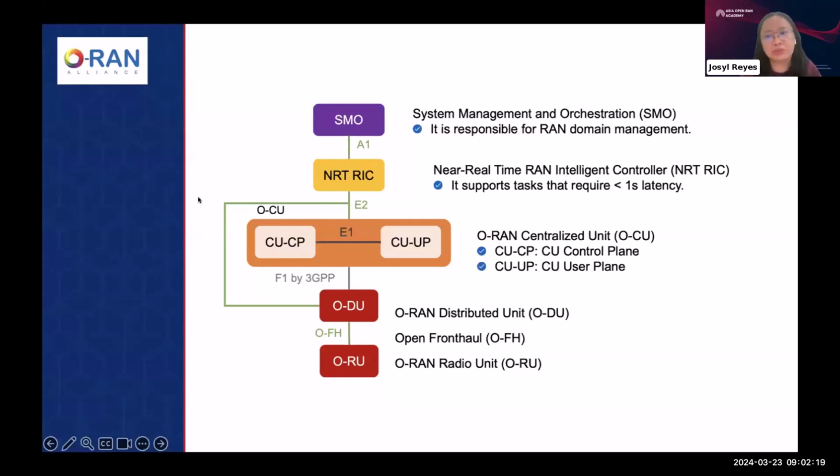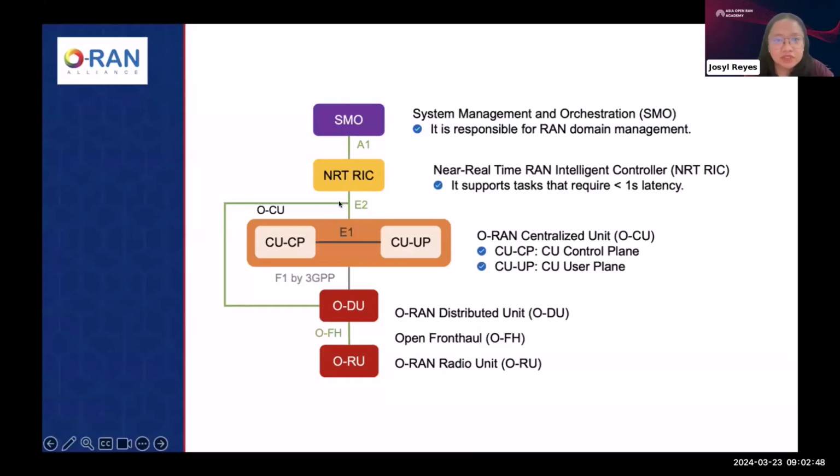There may be different nodes, maybe for gNode B, eNode Bs, or the 4G nodes and the 5G nodes. And then there's also this near real-time RIC. This one supports tasks that require less than 1 second of latency. We'll discuss more on the near real-time RIC in the next webinar, but later I'll discuss just a brief overview of this one.